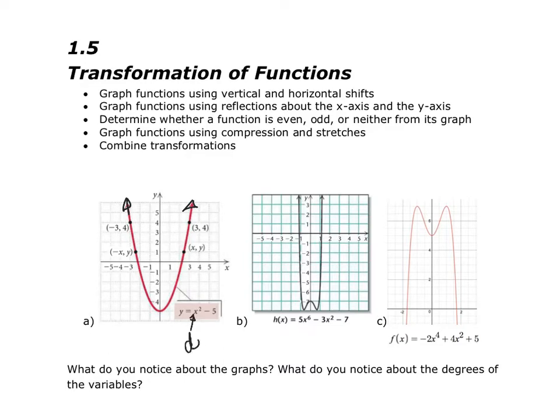So we call this a degree 2, because that's the highest power. And then the coefficient on the degree 2 is positive. And so if it's positive and it's a degree 2, it's going to go up.